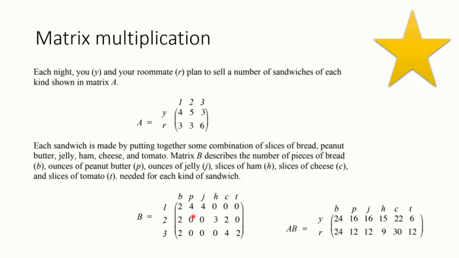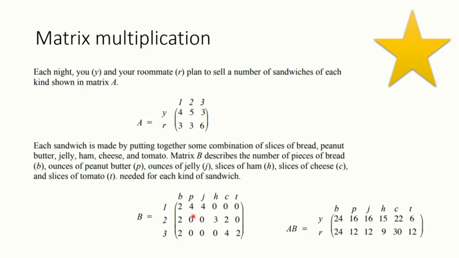So A is you and your roommate. You want to make 4 type 1 sandwich. You want to make 5 type 2 sandwich. And you want to make 3 type 3 sandwich. And these 3 different type sandwich have different ingredients. And you have to buy butter, and that's what's a P. Bread and peanut butter, jelly. And that's the amount, okay?